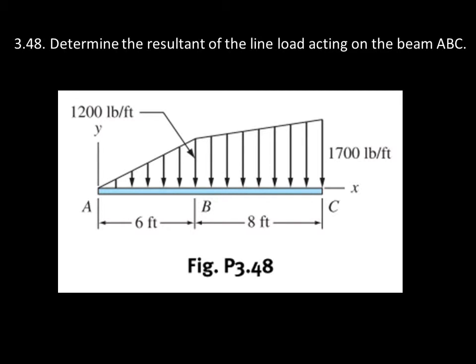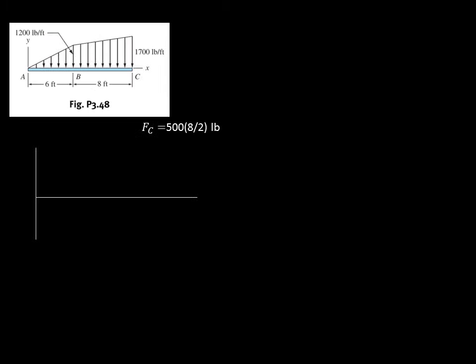We will be discussing the problem in Pitel's book at page 136, number 3.48. Determine the resultant of the line load acting on the beam ABC. First, let's identify the given and the unknowns. Then, we should change the distributed load into individual forces.